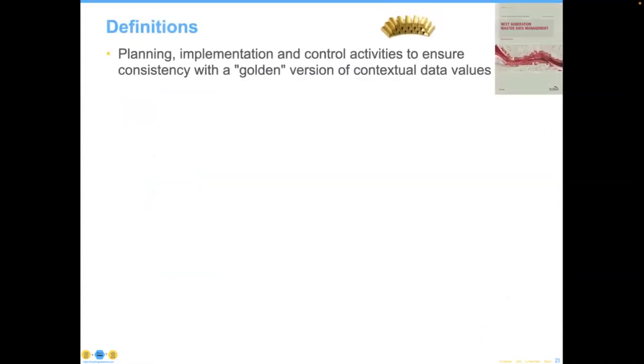A definition that pops to mind when you go to Google is planning, implementation, and control activities to ensure consistency with a golden version of context data values. I mentioned the John Oliver sketch last night. He was talking about being able to find data on certain types of people and things like that by de-anonymizing data, which is not a hard one.